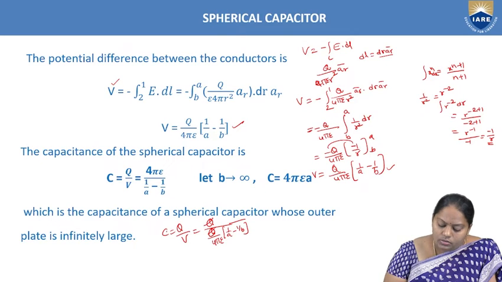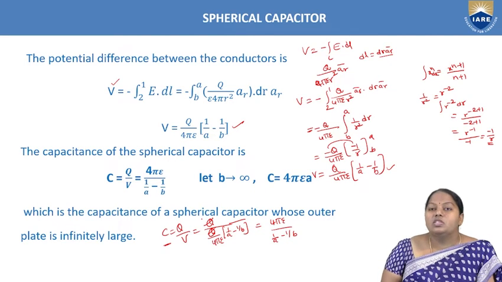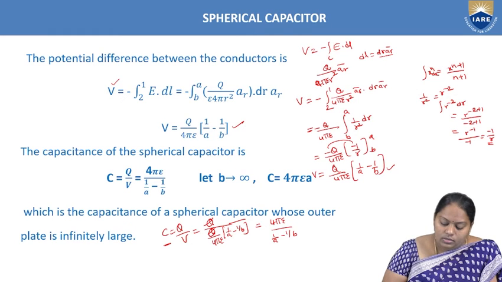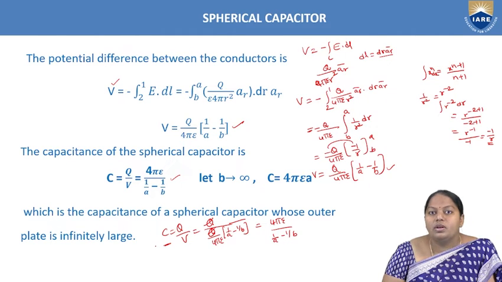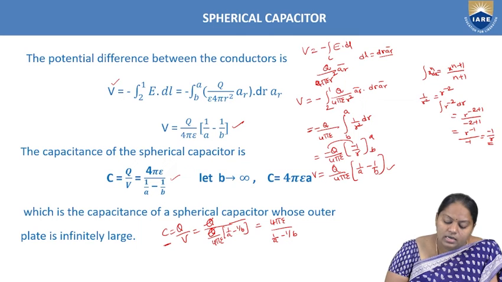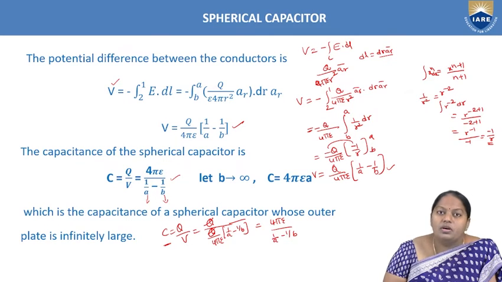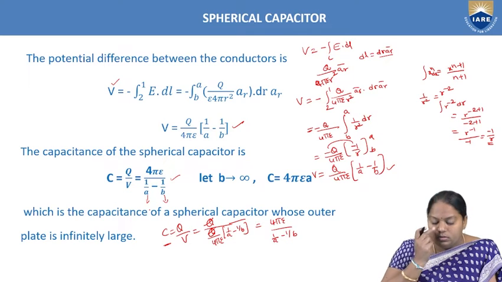So this Q and this Q get cancelled, which is equal to 4 pi epsilon by 1 by A minus 1 by B. This is the value of the capacitance for a spherical capacitor. So C equals Q by V, which is equal to 4 pi epsilon by (1/A minus 1/B). Suppose the inner conductor radius is A and the outer conductor radius is B, where A and B are respectively the radii of plate 1 and plate 2.